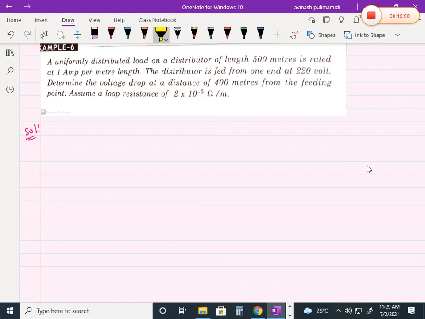A uniformly distributed load on a distributor having a length of 500 meters is rated at 1 ampere per meter length. The distributor is fed at one end at 220 volts. Determine the voltage drop at a distance of 400 meters from the feeding point, assuming the loop resistance is 2 into 10 power minus 5 ohms per meter.